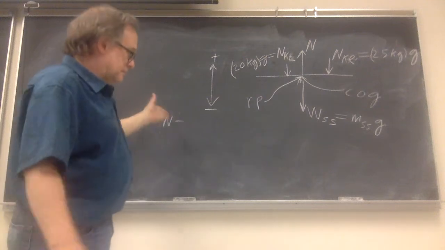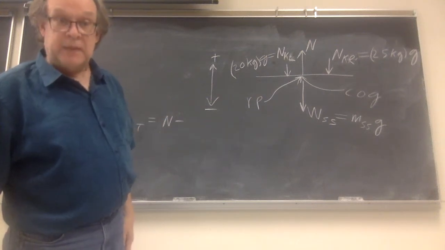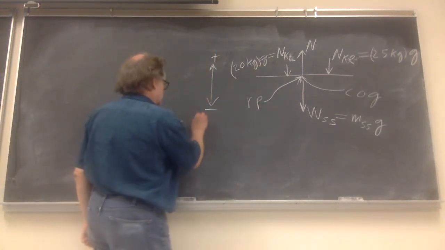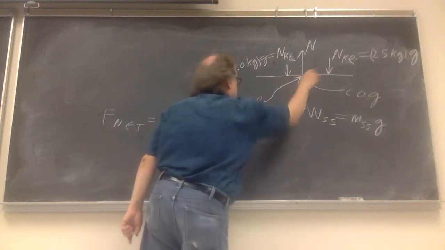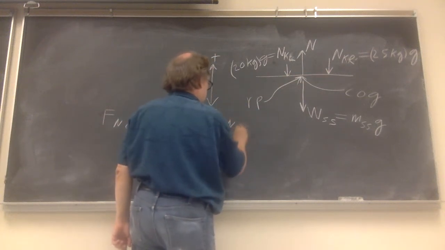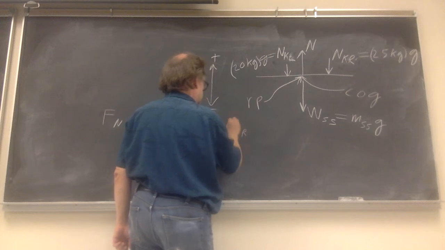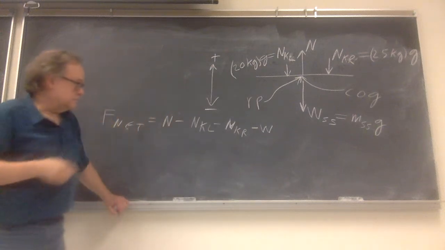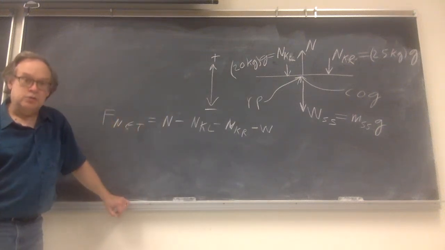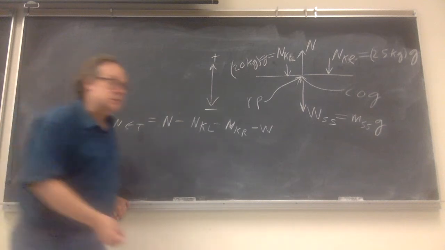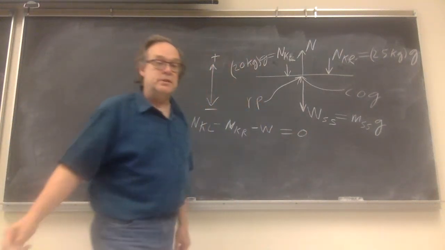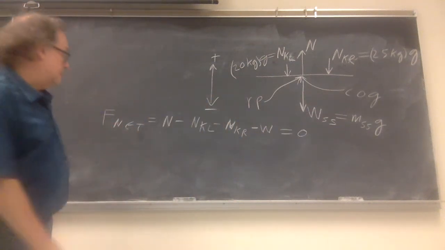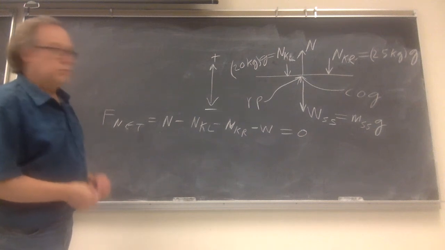And then it's minus all the forces in the negative direction. Minus that force, normal force from the kid on the left, minus that force, normal force from the kid on the right, and then minus the weight of the seesaw. And since we're in equilibrium, the net force has to come out to be zero, because there are no accelerations. That's what equilibrium means.